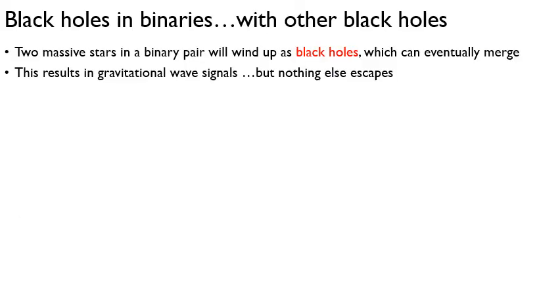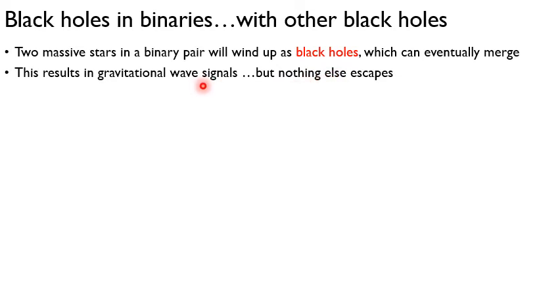Now, finally, black holes can also be in binaries with other black holes. So this is more or less the same idea as our merging neutron stars and the merging white dwarfs. But in this case, there's only gravitational wave signals. Nothing else is going to escape. You have 2 black holes, nothing can escape those, so that's it.